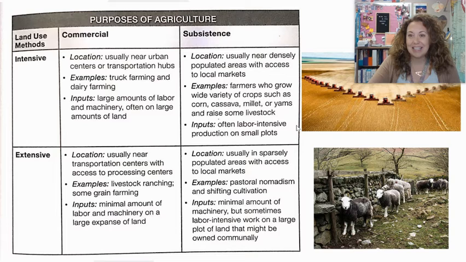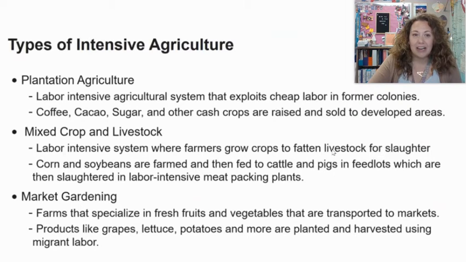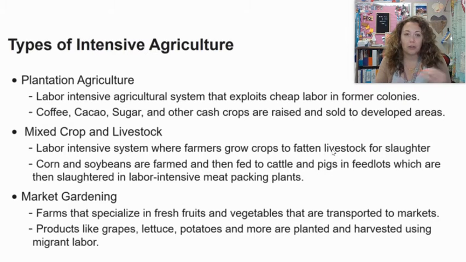Again, this is in AMSCO. It breaks down intensive versus extensive again. This is like the third slide we've seen on it. You definitely need to be familiar with what this means. Plantation agriculture, mixed crop and livestock, and market gardening are all types of intensive agriculture. Intensive means you have to have a lot of people to make it happen.